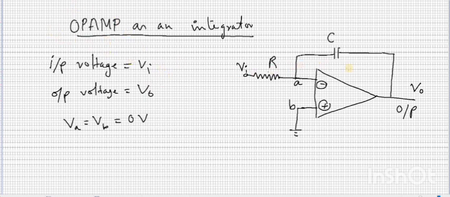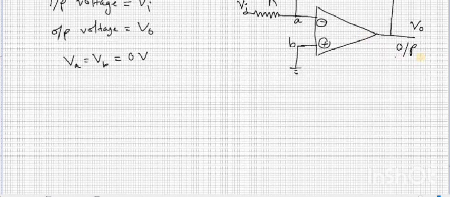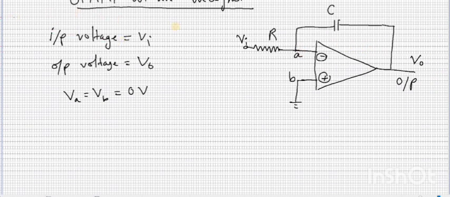As we are applying a certain voltage to the input terminal, it will carry current. So let some current be flowing in this direction. Some input current I is flowing, and due to this current, the capacitor is getting charged.